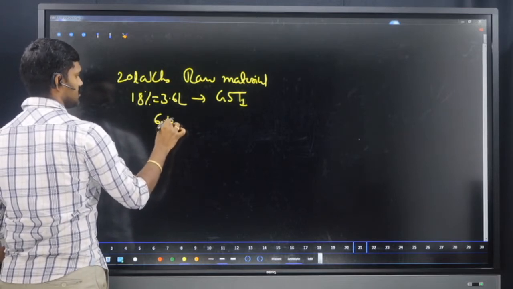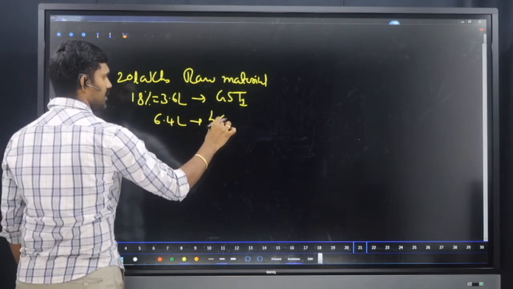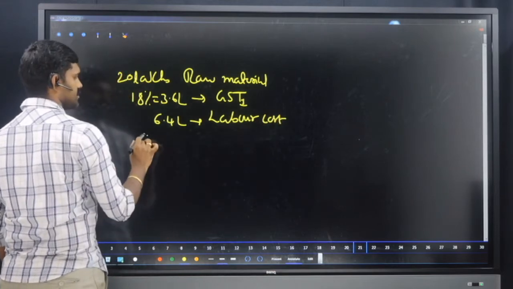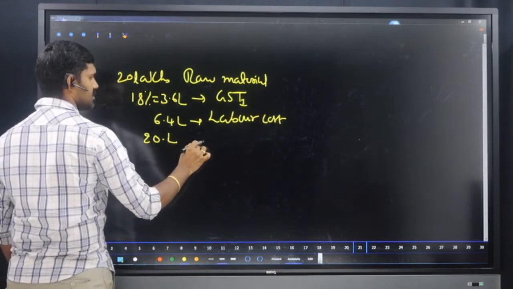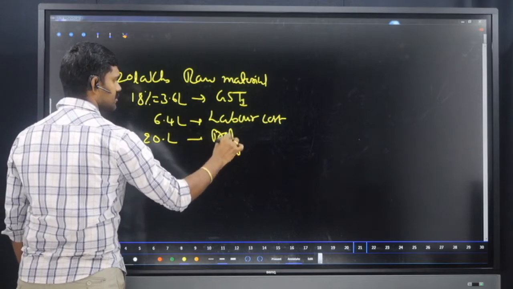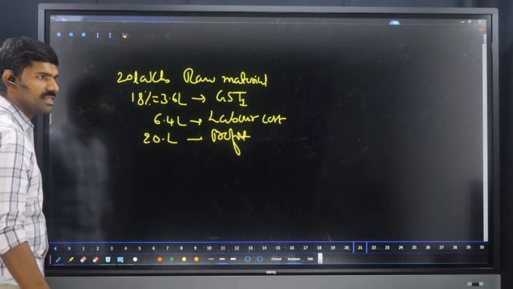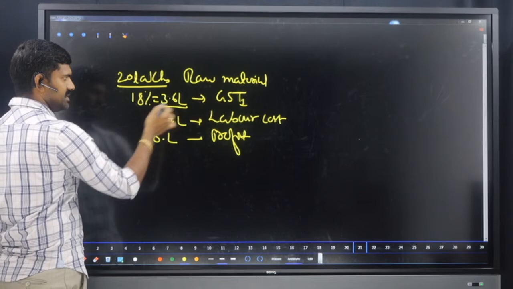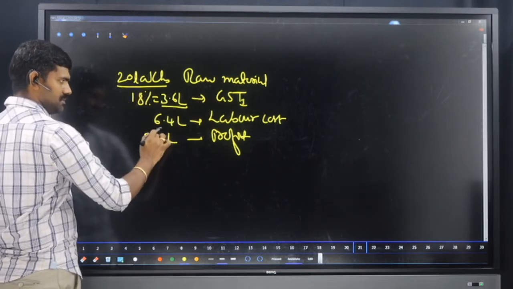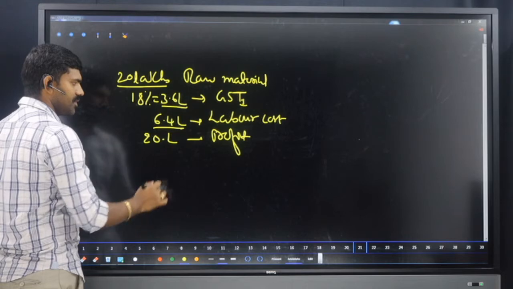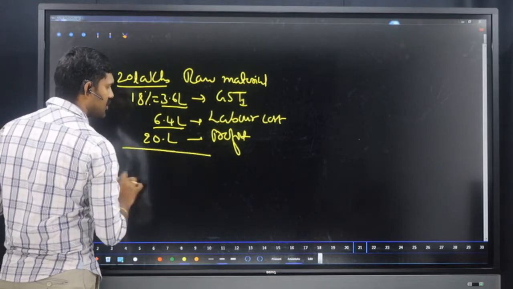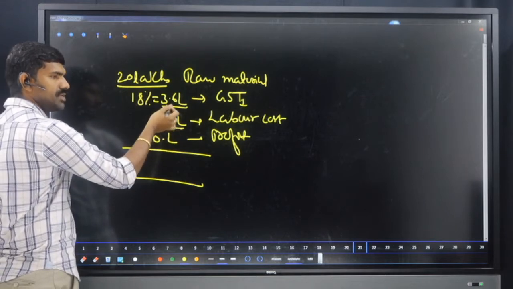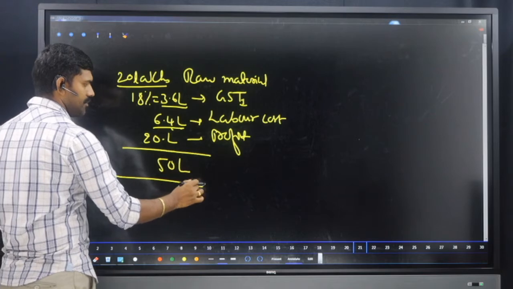I'm writing an example for real estate. Raw materials 20 lakhs, 3.6 lakhs GST on the raw materials at 18%, 6.4 lakh labor cost, 20 lakhs profit. Total is going to come how much? 20 plus 20, 40, 46.4 plus 3.6, 50 lakhs. Price of the property.